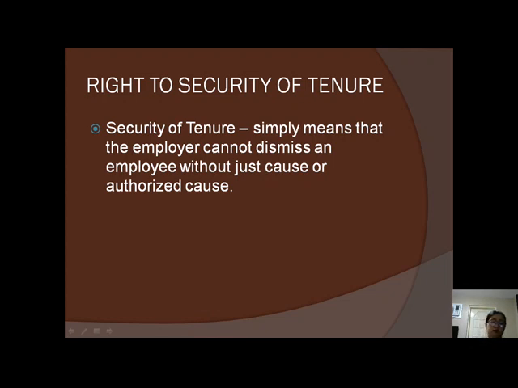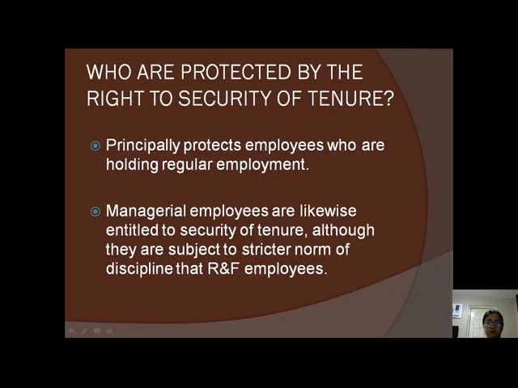So I'd like to emphasize the right to security of tenure, although we already discussed this briefly in our previous topics. When you say security of tenure, this simply means that the employer cannot dismiss an employee without just cause or authorized cause, no? So who are protected by the right to security of tenure? Principally, it protects employees who are holding regular employment.